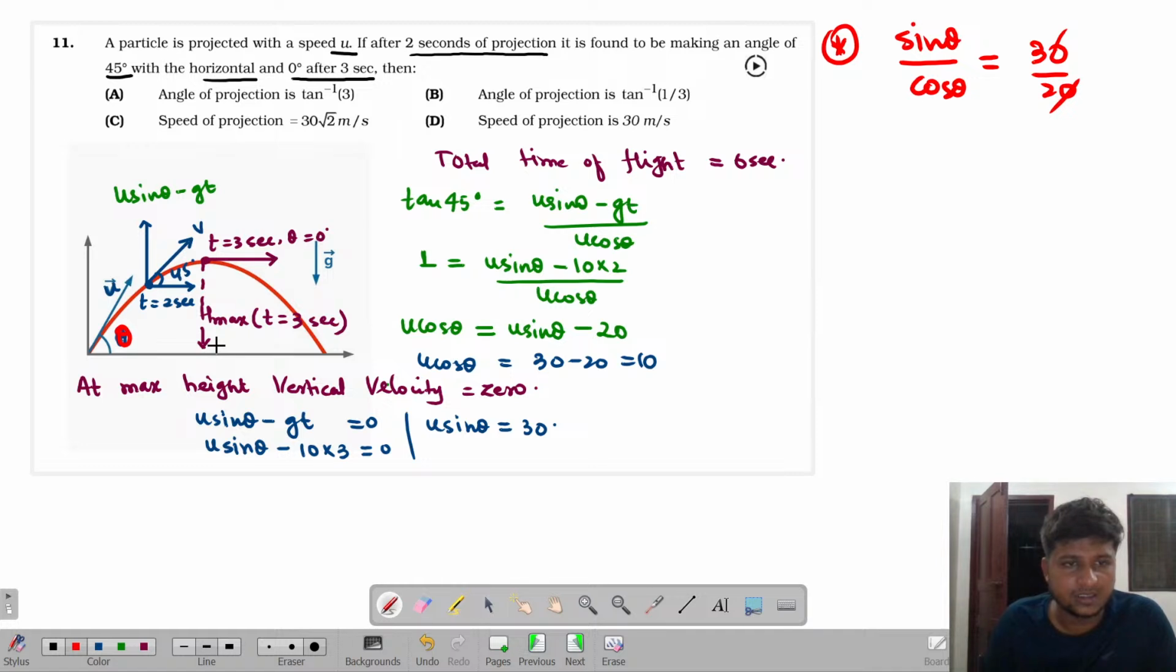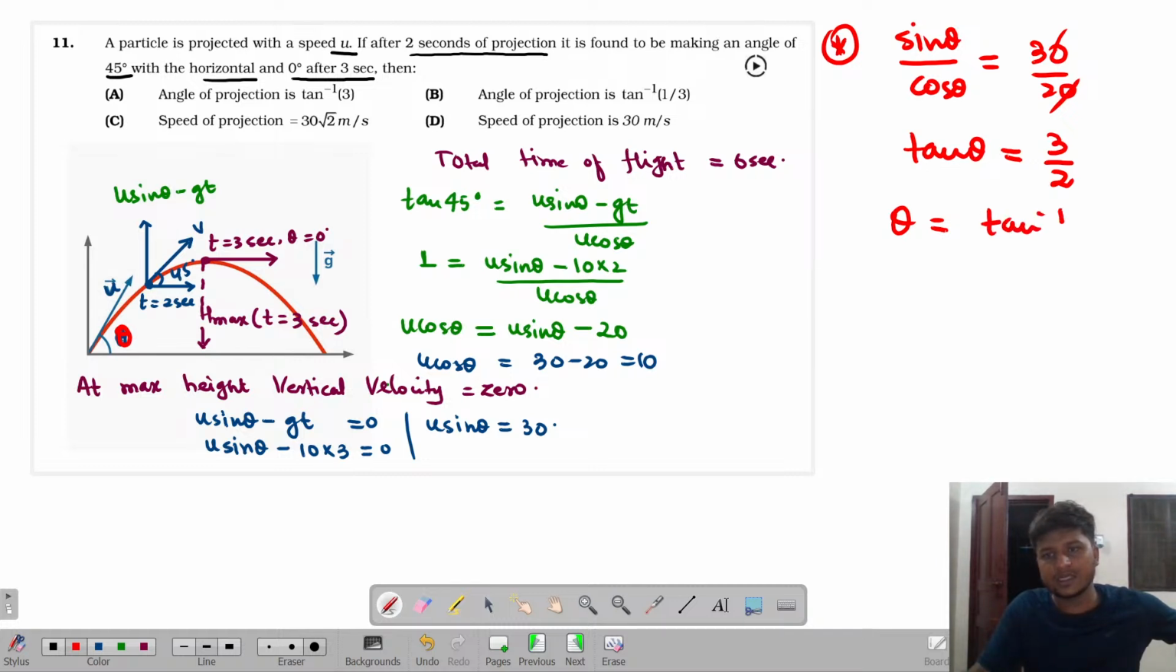Clear? Look, basically this is angle alpha which is 45, and here alpha is equal to 0. Right or not? So this alpha will relate vertical velocity and horizontal velocity, that's all. But this theta is not going to change. Right or not? So this is why when I write tan theta, that is equal to 3 by 2. Are you able to get me or not? So theta, the angle of projection, is tan inverse 3 by 2. Are you able to get me? Understood? Yes, say it.